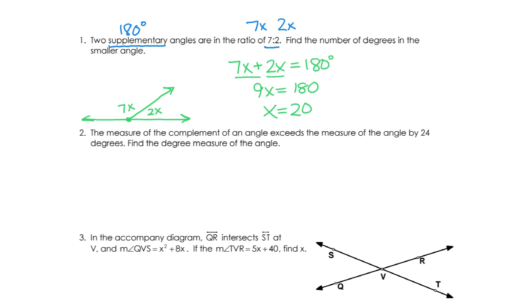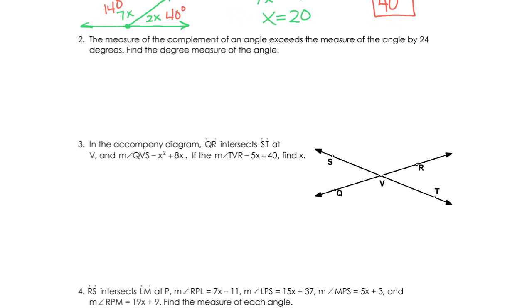Okay, so now they said find the number of degrees in the smaller angle. So now we're going to take our value of x and plug it in. 2 times 20, this angle ends up being 40 degrees, and 7 times 20 is 140 degrees. And you notice that those two numbers add up to 180. They're in the ratio of 7 to 2 if you reduce them kind of like a fraction. All right, but they want to know the smaller angle, and so we'll go ahead and say 40 degrees, and we'll box up our answer, and we'll move to the next problem.